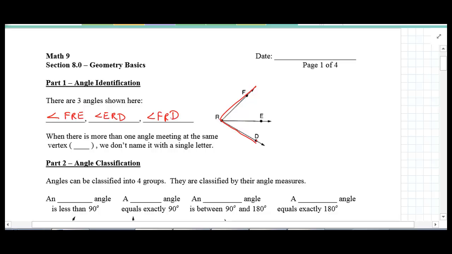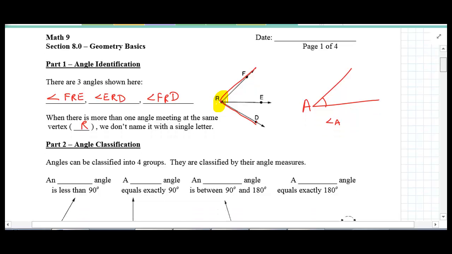By the way, when there is more than one angle meeting at the same vertex, in this case R, we don't name it with a single letter. I don't know if you've seen stuff like this before where they just say, here's a diagram, that's angle A. And that's okay because A is the only angle that I see there, but in our particular example at R, you'll see that there are more than one possible choices, so therefore we use 3 letters.